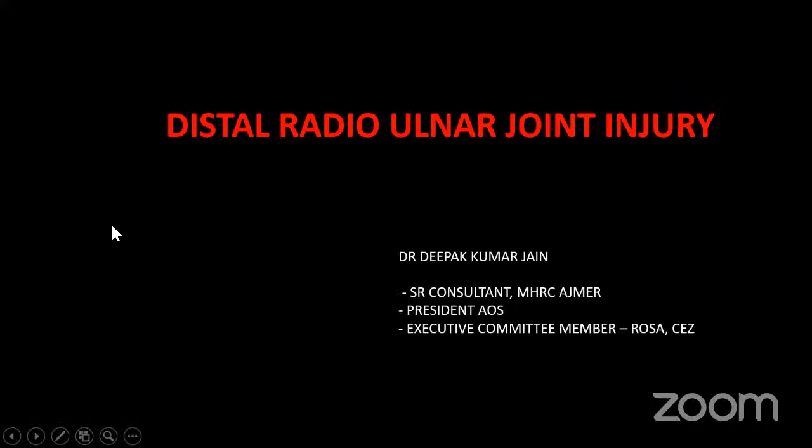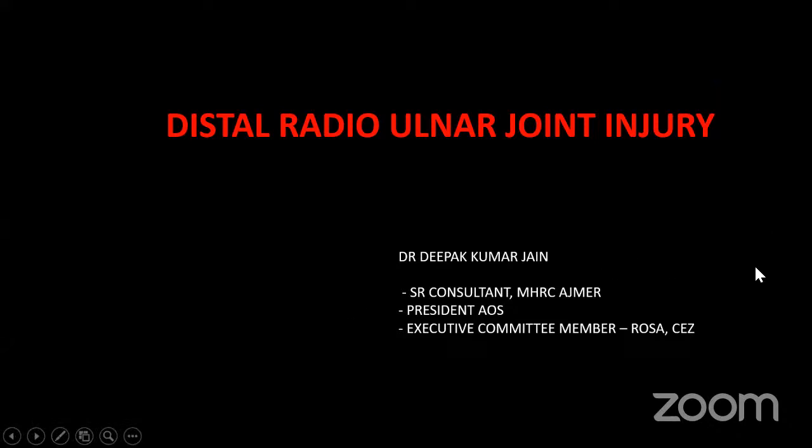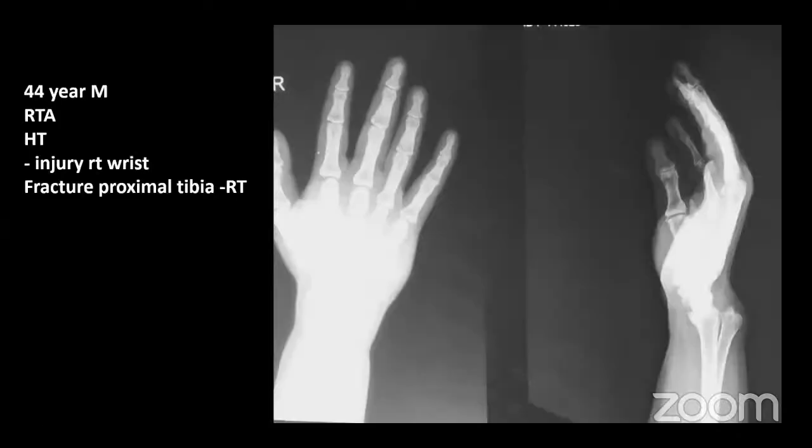Is it visible? Yes, it's visible, sir. I'm presenting a case in just 2-3 slides. I don't have a good quality X-ray, but the lateral view shows the dislocation of the distal radioulnar joint. The patient is a 44-year-old male with a history of road traffic accident. He is hypertensive, and he also had a fracture of the proximal tibia on the right side, the same side.